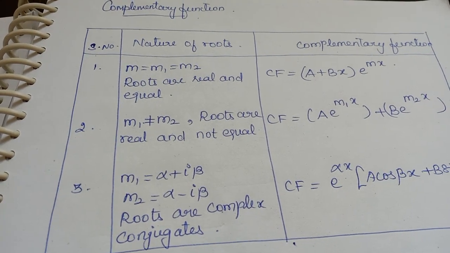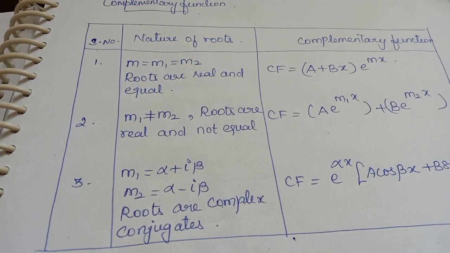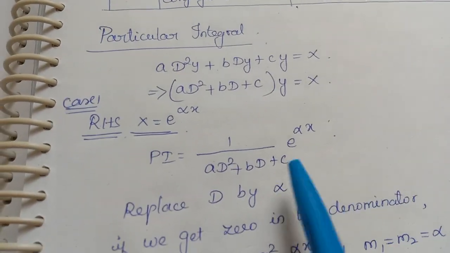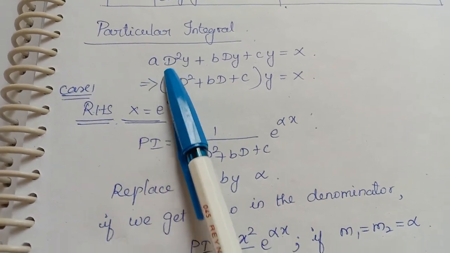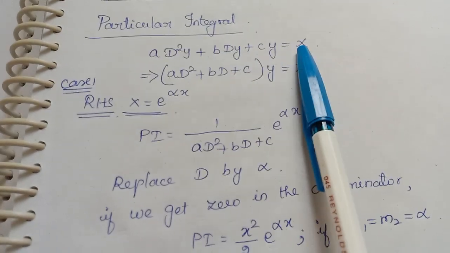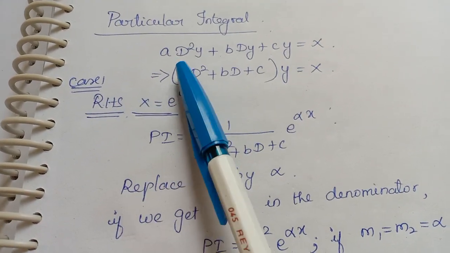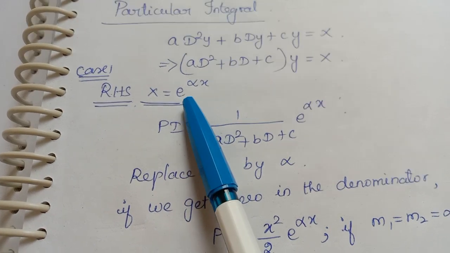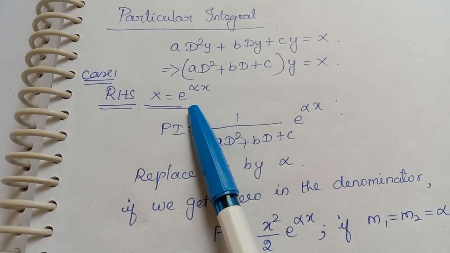So the complementary function part is over. Next we are going to see how to find the particular integral. For finding the particular integral, we are going to take the entire equation. The particular integral depends on the right hand side of the given differential equation.